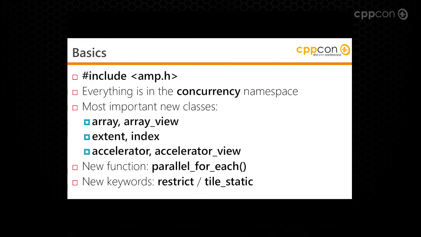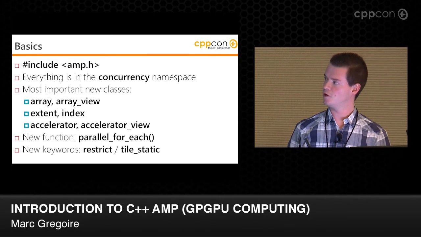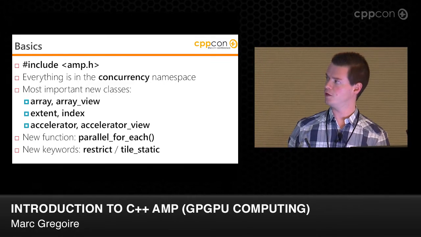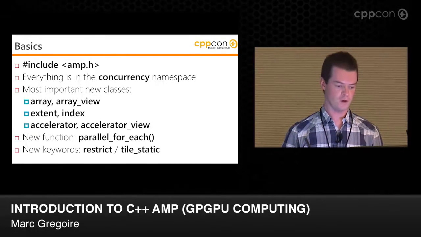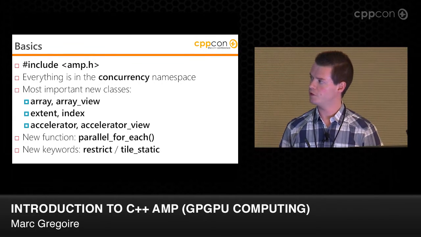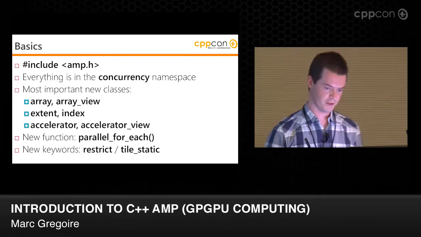There are a couple of new classes, 6 actually. You have an array view, that's for representing your data. You have an extent to represent the size of your problem domain. You have an index, which is a point inside your space that you're working on, and then you have an accelerator view, which allows you to query information about your accelerators. There is only one function, parallel for each. There are, as I said, 2 new keywords, the restrict and the tile static. I'll come back to all of these on next slides.